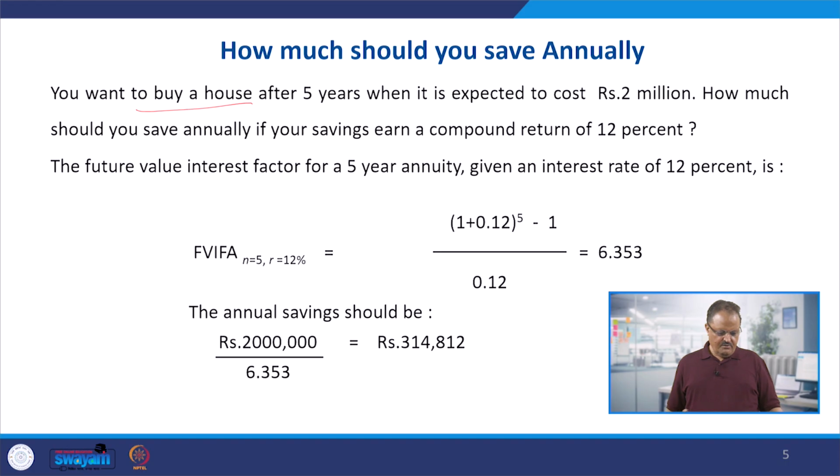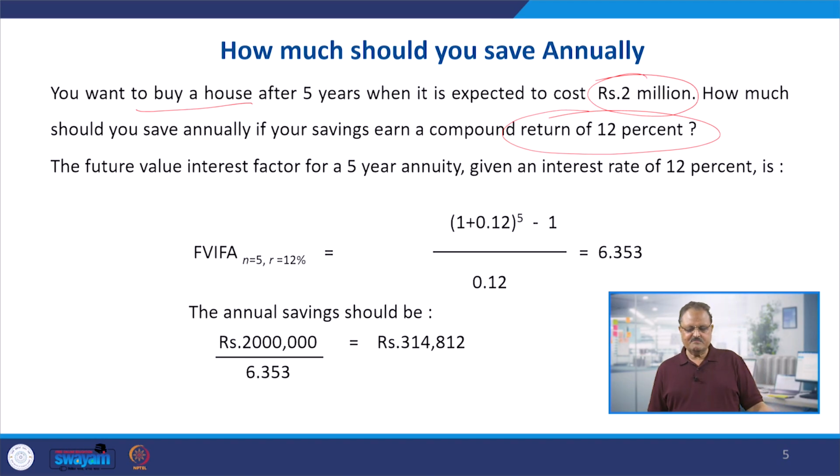so that at the end of the given period, you can reach that amount. So for example, the question here is, you want to buy a house after 5 years, when it is expected to cost you 2 million rupees. 2 million means 20 lakh rupees. How much should you save annually if your savings earn a compound rate of return of 12%? So what is the target? How much investment do you want to make? After 5 years, you want to make an investment of 20 lakhs or 2 million. And any investment avenue you have is going to give you a 12% rate of return. So how much should you save annually?